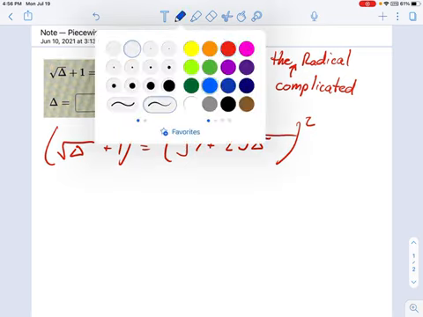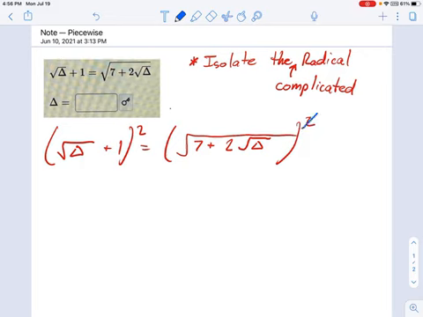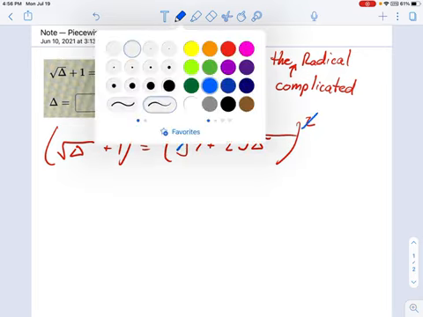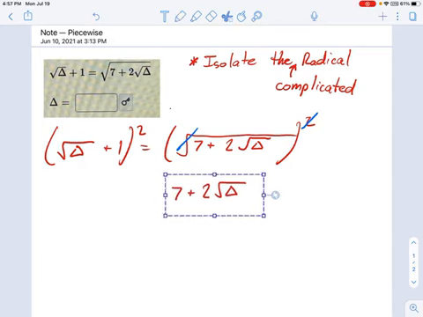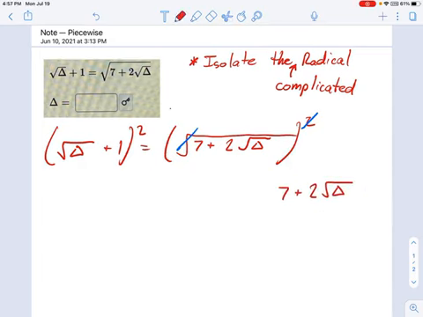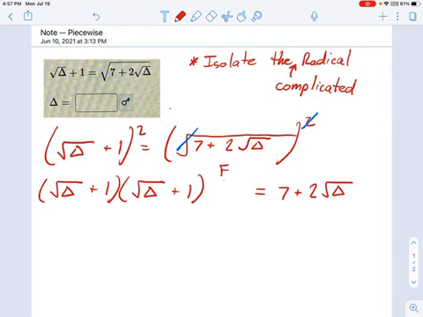Now, the right side becomes simple quickly. That squared cancels out with this radical. Okay, and what you get is just the radicand, 7 plus 2 radical delta. But the left side does not simplify quite so easily. It's going to be a little more lengthy. Think about what this means. This means square root of delta plus 1 times the square root of delta plus 1. Okay? And that means you have to do foiling. First, outer, inner, last. Remember that from polynomials?